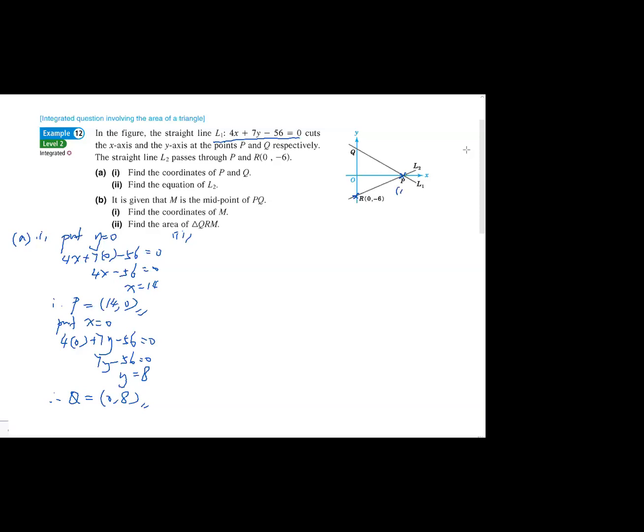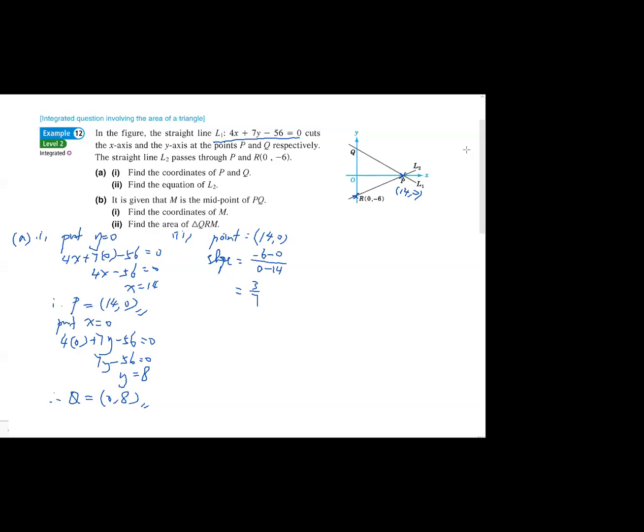be 14, 0. Okay, so now to find the equation of a straight line, so we are going to use this approach, point to be 14, 0, and then slope, because we have the coordinates of 2 points, so we are going to use y2 minus y1 over x2 minus x1. Okay, I think it should be equal to 3 over 7, right?